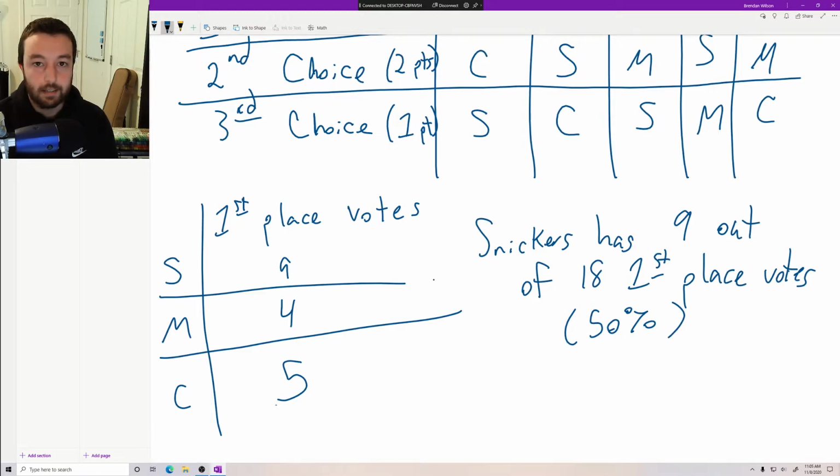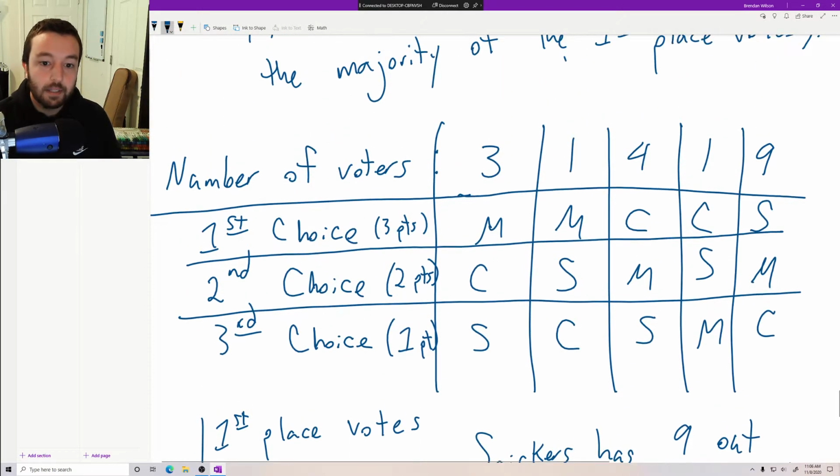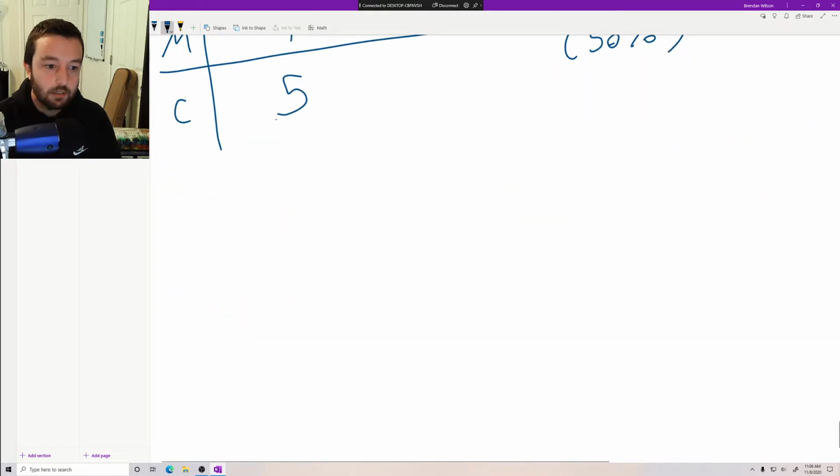Here, Snickers has exactly half, which still leaves open the possibility, if you eliminate some of the first place votes of the other candies, that either Crunch or Miniatures can come in and get that other 50%, resulting in a tie. So that's why we don't just stop right here, and now we go ahead and eliminate the other first place votes.